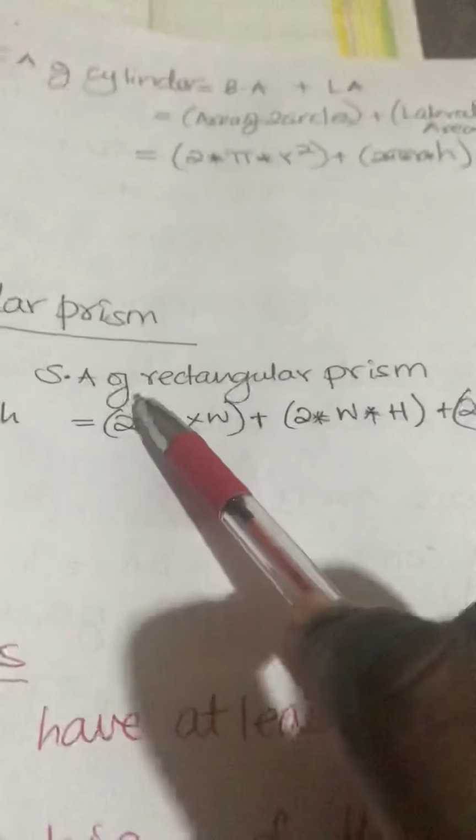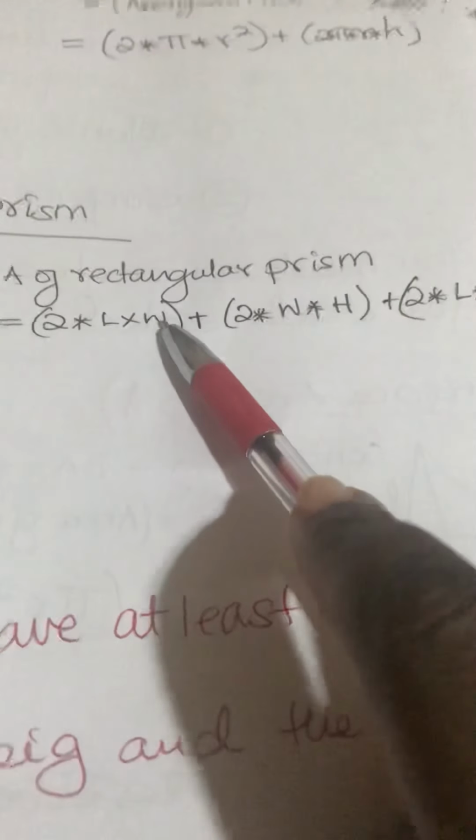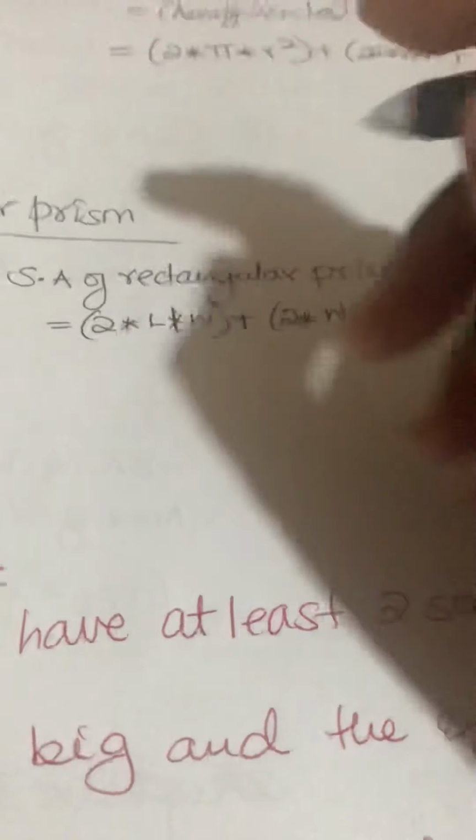And then you have the length and the height. You have the one in front and the one at the back. So how do you find the surface area of a rectangular prism? 2 times length times width, and then you add. This has to be add. 2 times width times height. And then you add 2 times length times height.